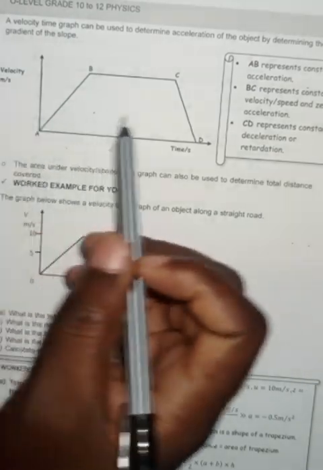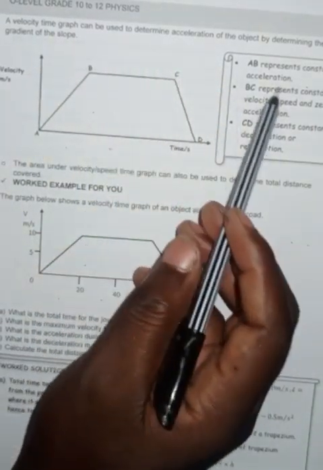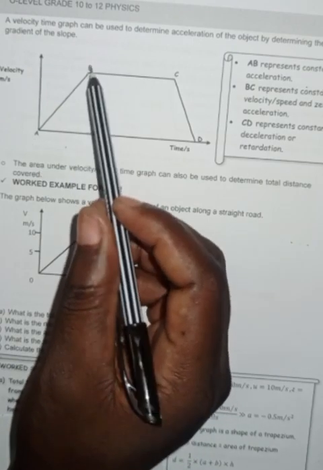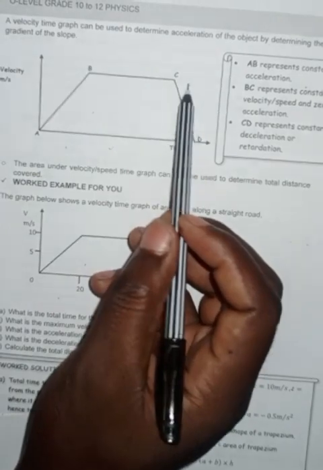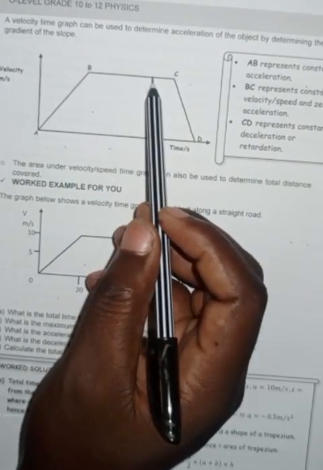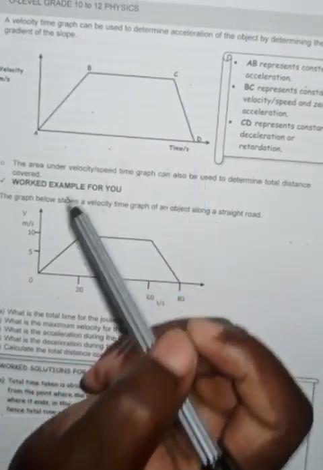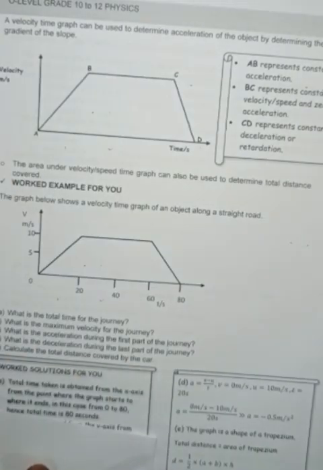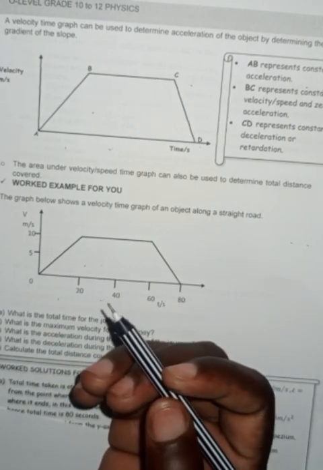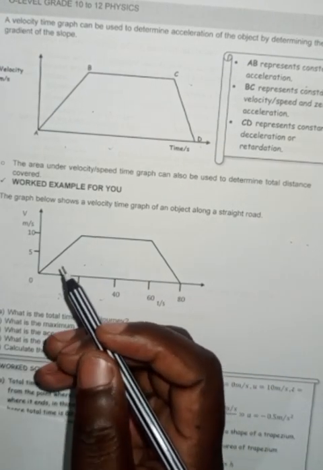So this is what I was trying to explain: AB can also represent constant acceleration, BC can also represent constant velocity, and DC can also represent deceleration or retardation. I talked about this, so don't get surprised. Let's take this as an example.